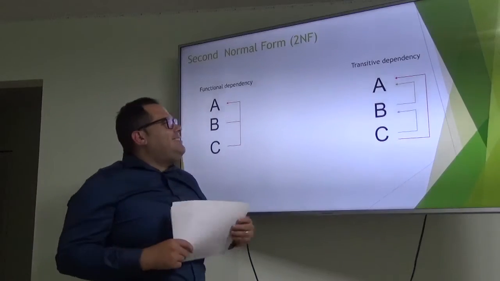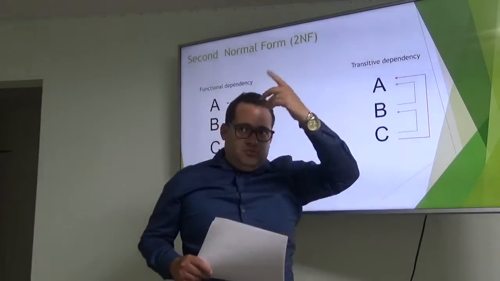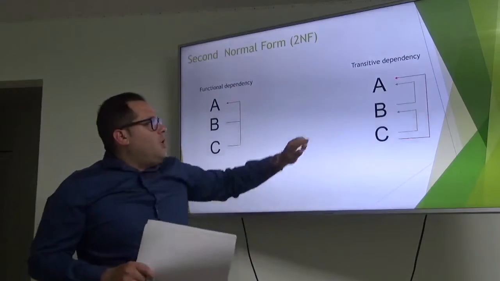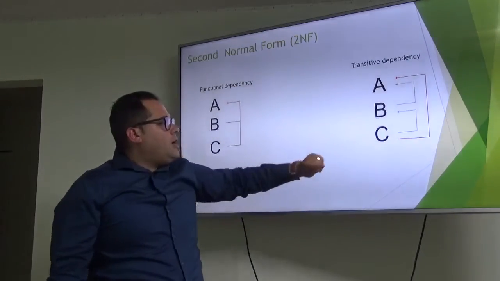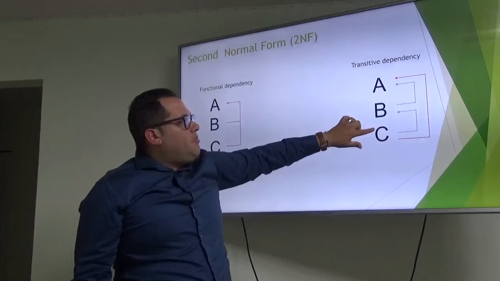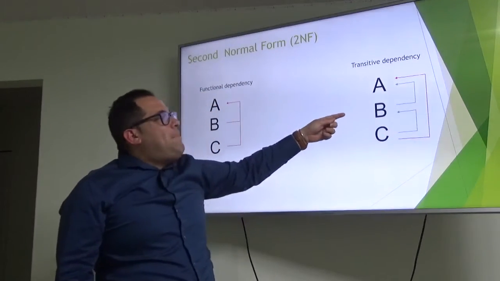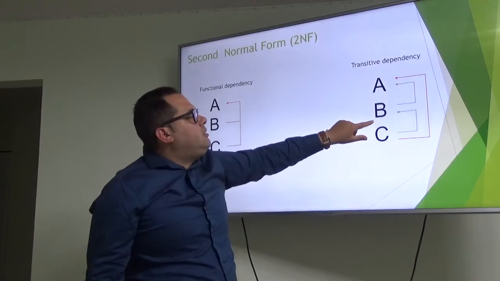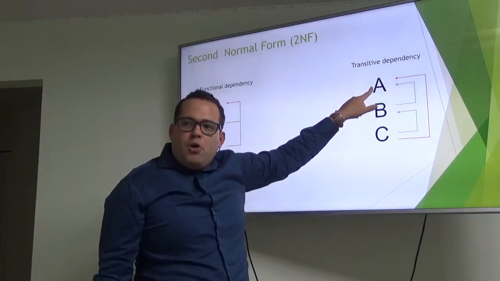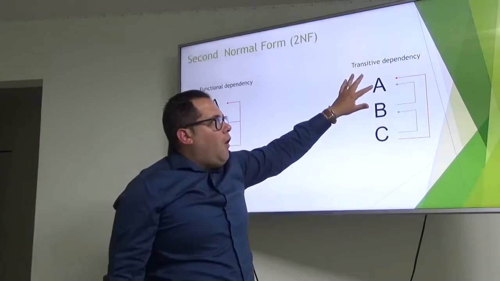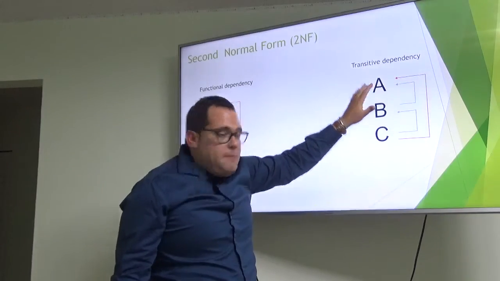Okay? What is a transitive dependency? Well, we have three elements. Okay? C depends on B, but C does not directly depend on A. Okay? B depends on A. Okay?